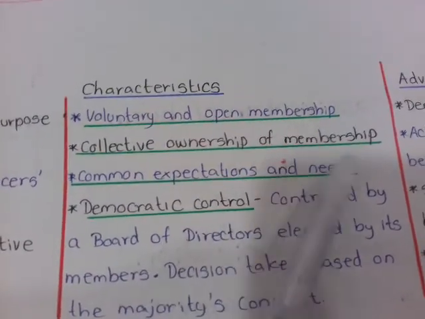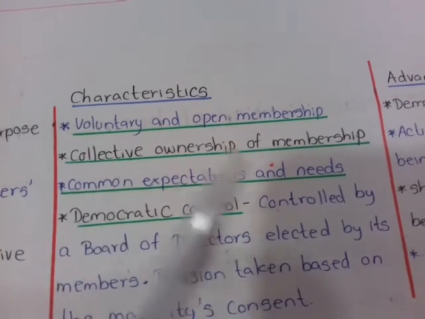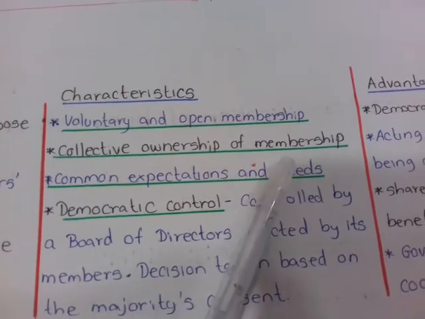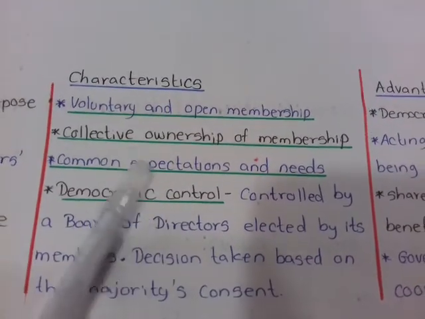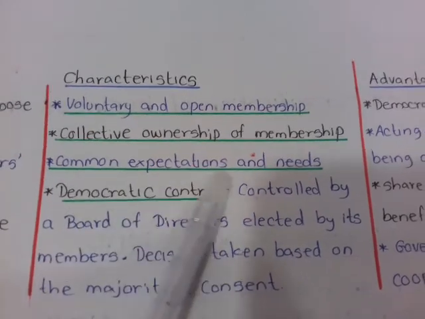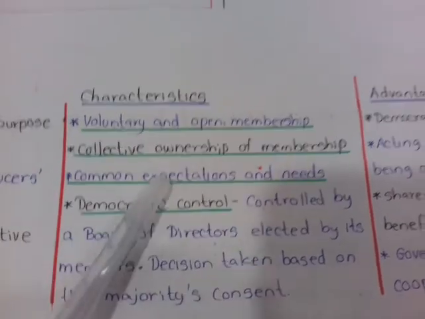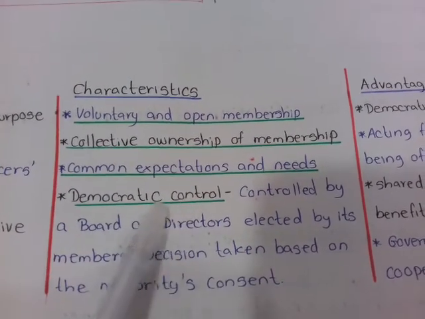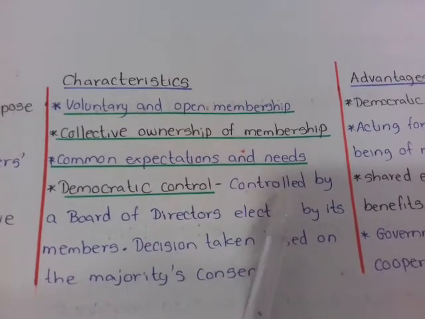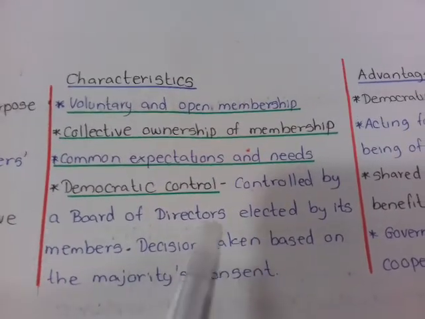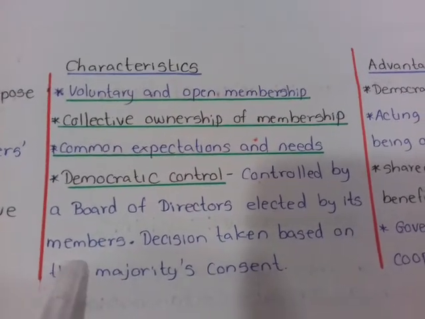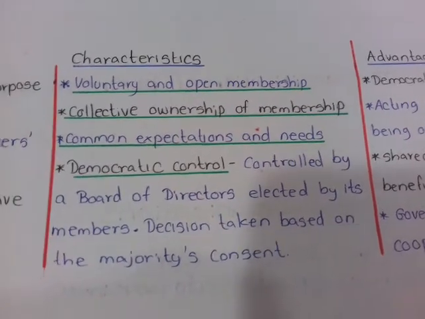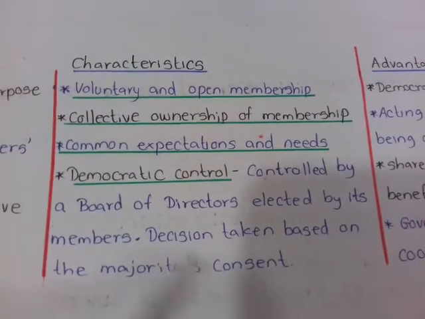Voluntary and open membership. The membership and the volunteering is open to all. Collective ownership of members. So these are collectively owned. And common expectations and needs. The business has common expectations and needs. The next characteristic is democratic control, because it is controlled by a board of directors elected by its members and decision taking based on the majority's consent. So this is very democratic, peaceful.